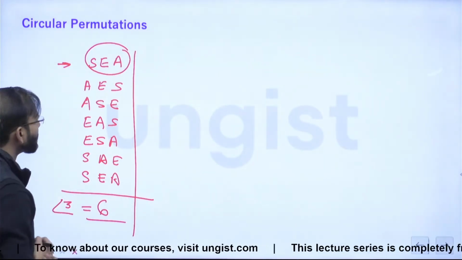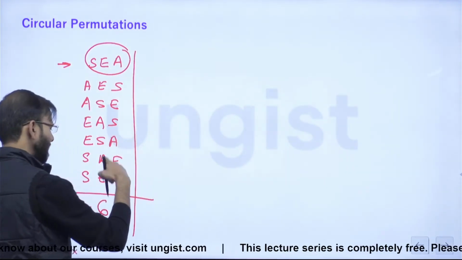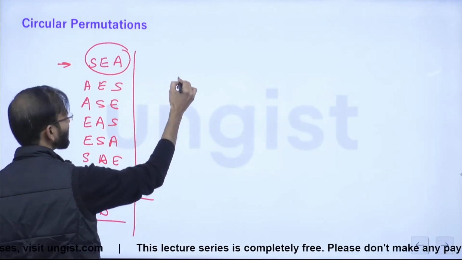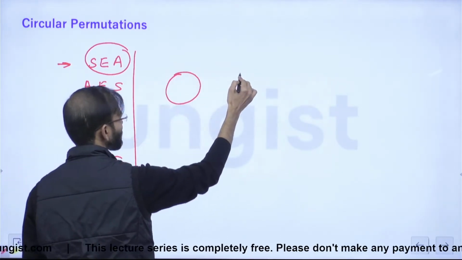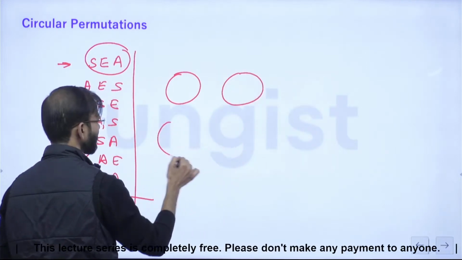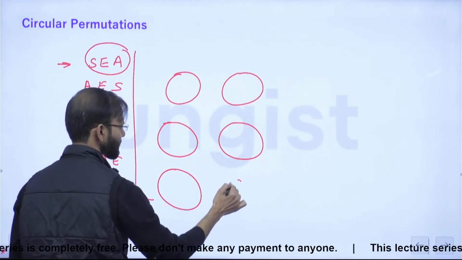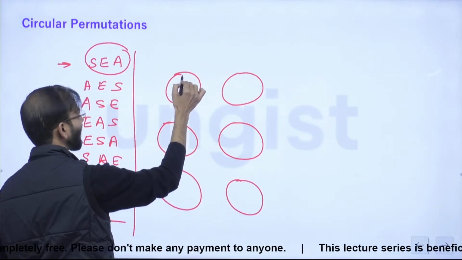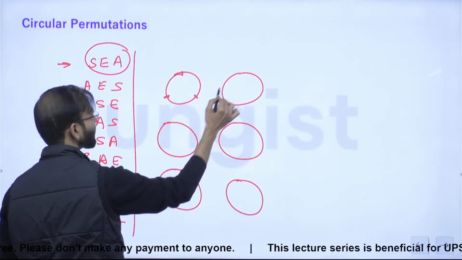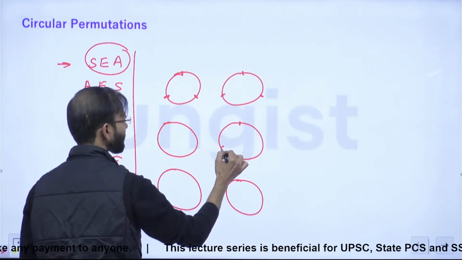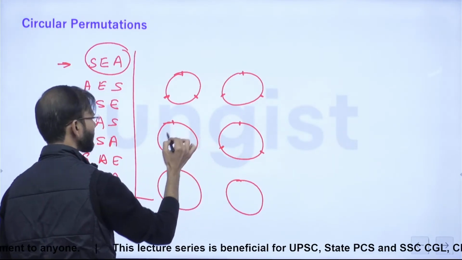Now, in circular arrangement, guys, let's start with 6 only, because we have 6 here. So let's assume this is 1, this is 2, this is 3, this is 4, this is 5, and this is 6. And 3 seats are there. The seats are like this. Okay, everyone?